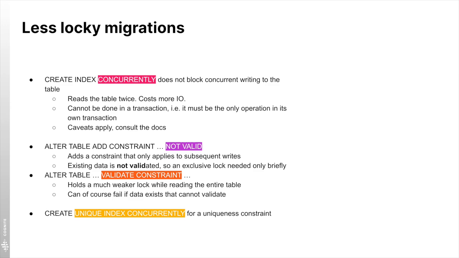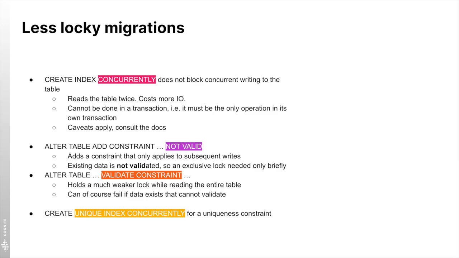If you need to add a constraint, you can use alter table add constraint, but unless you declare it as not valid, Postgres will go ahead and scan the entire table while it's holding an exclusive lock on the table. If your table is a terabyte worth of data, then you have a full outage on that table while Postgres is scanning it. So this operation can instead be split into two operations.